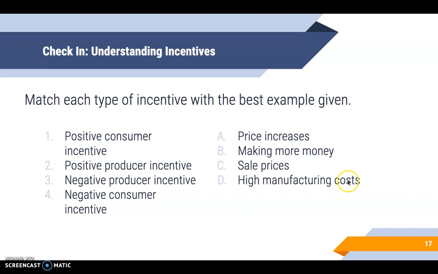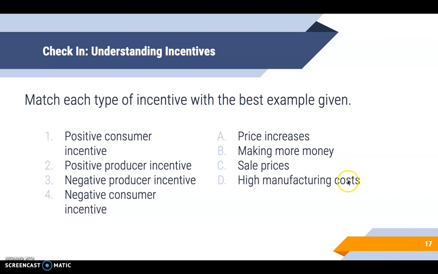Number one, positive consumer incentive. I'm looking for something that is positive, and something that impacts the consumer or the buyer. Price increases, not positive. Making more money, that's not on the consumer side. Sale prices, yes, absolutely. So one matches up with C, sale prices. Number two, positive producer incentives. I'm looking for something that is good for the person that's making the product. Price increases, not good. Making more money. Yep, there it is. So 2 goes with B. Producers want to make more money.